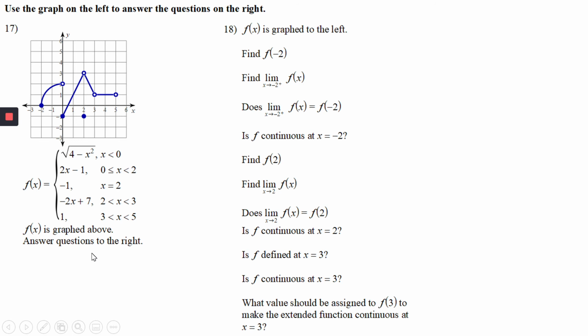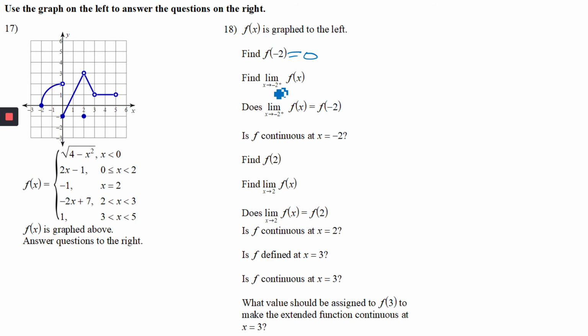Okay, 17, 18, these go together. So basically for this section, you're going to use the graph here on the left to answer the questions on the right. First question says, find f of negative 2. So you can read it from the graph. What is f of negative 2? Here it is. The y value there would be at 0. So this one comes out to 0.